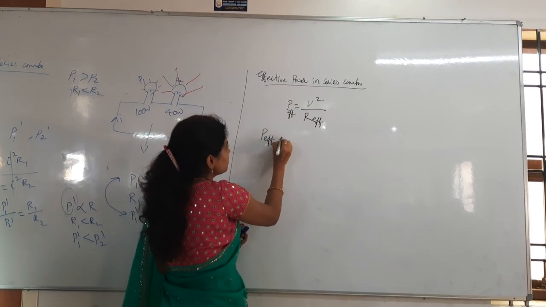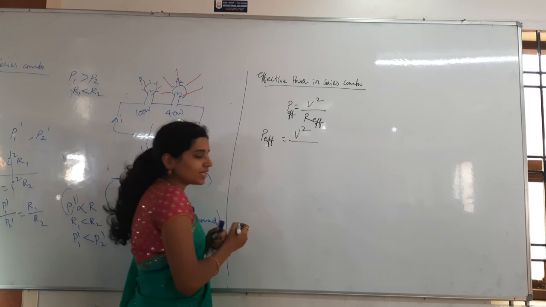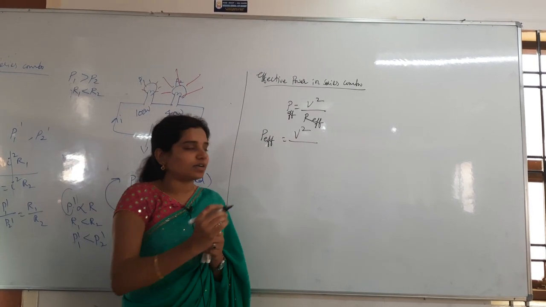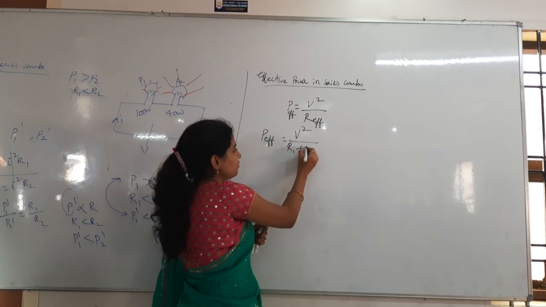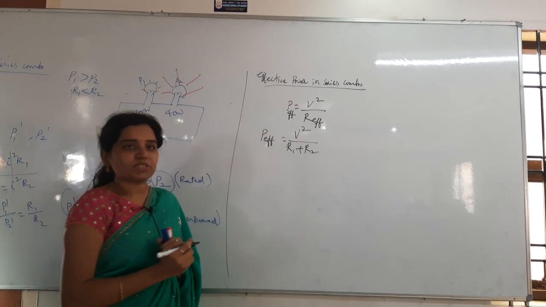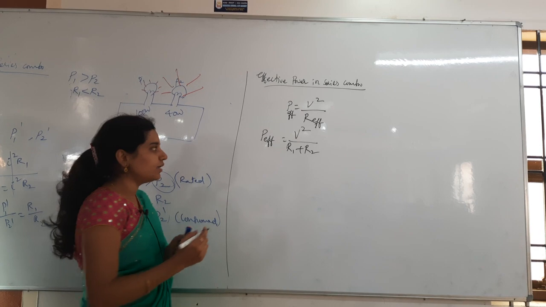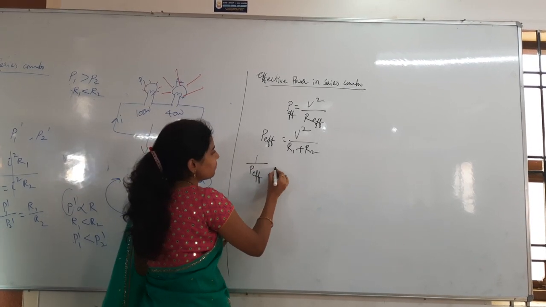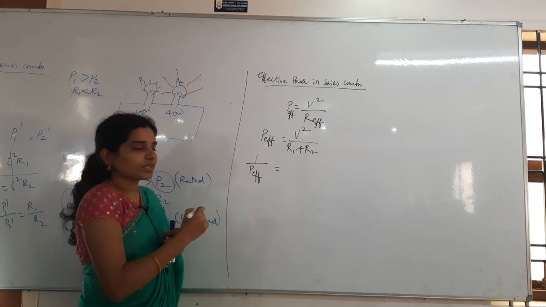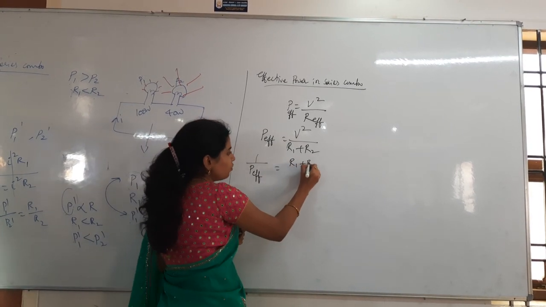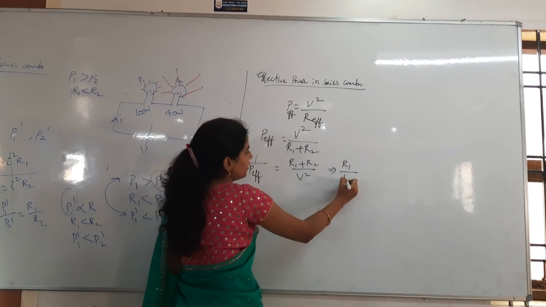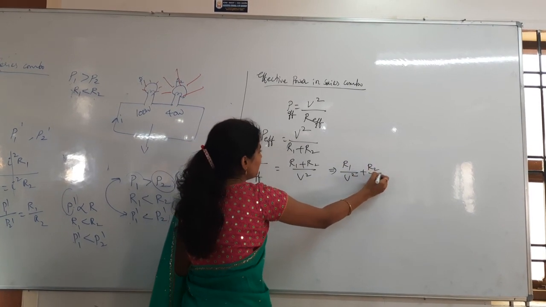Then P effective is equal to V square by R effective, and the combination I said is the series combination. R effective is R1 plus R2. Now I want to get everything in terms of power only, so I will take the reciprocal of this entire equation. 1 by P effective is equal to R1 plus R2 by V square. Then I can write this as R1 by V square plus R2 by V square.